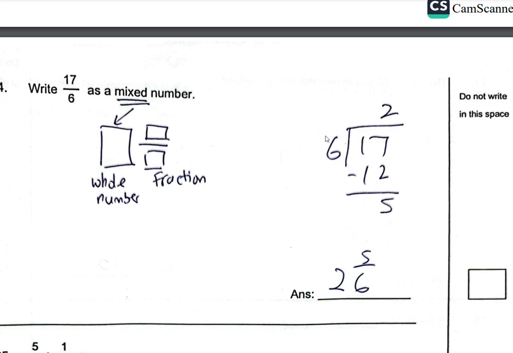17 divided by 6. And then we have our 6 times 2 is 12. 17 minus 12 is 5. So this is my 2 whole, 2 whole, left over 5. 5 is on top here, and 6 is what I divided by earlier. How do I check whether I'm right or not? 2 times 6 is 12. 12 plus 5 is 17. There, you get this.